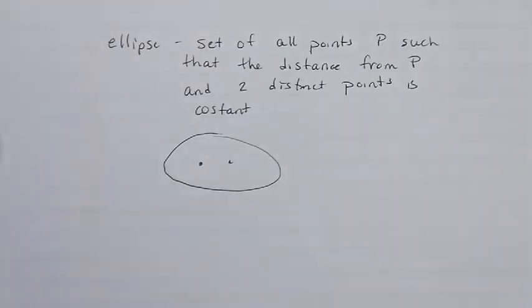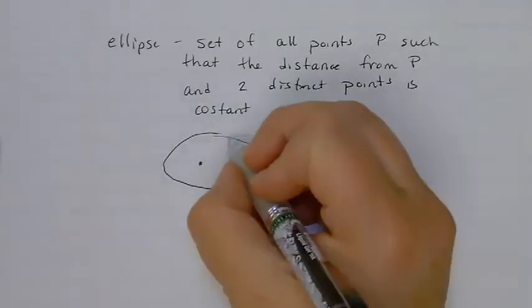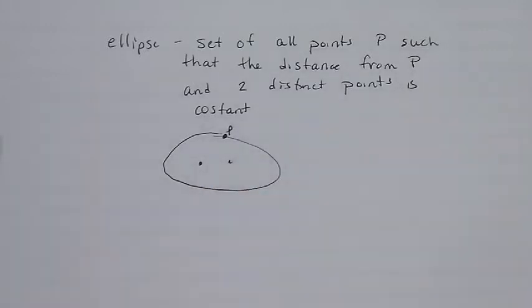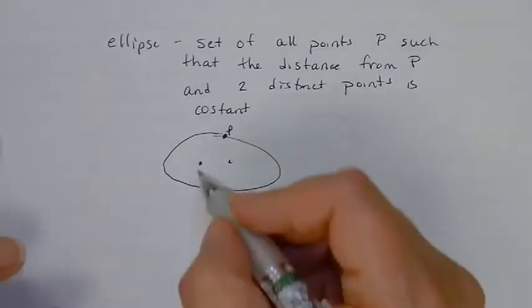So the next conic section that we want to talk about is an ellipse. And an ellipse is a set of all points P, so let's put a point on here, P, such that the distance from P and two distinct points is constant. So here's what this means.